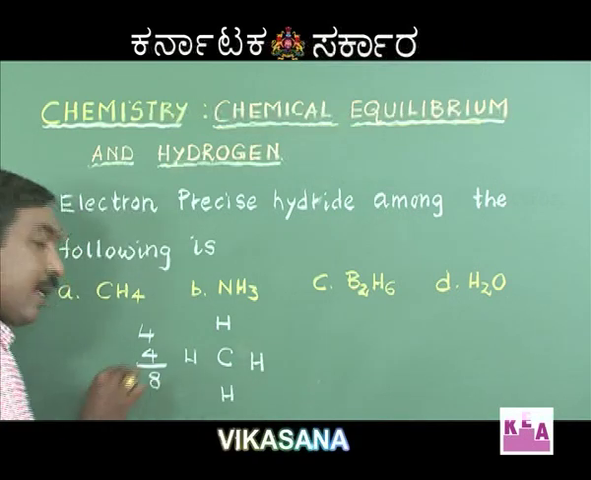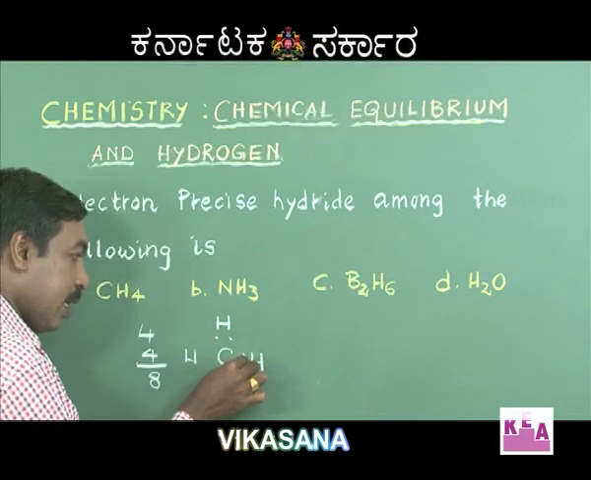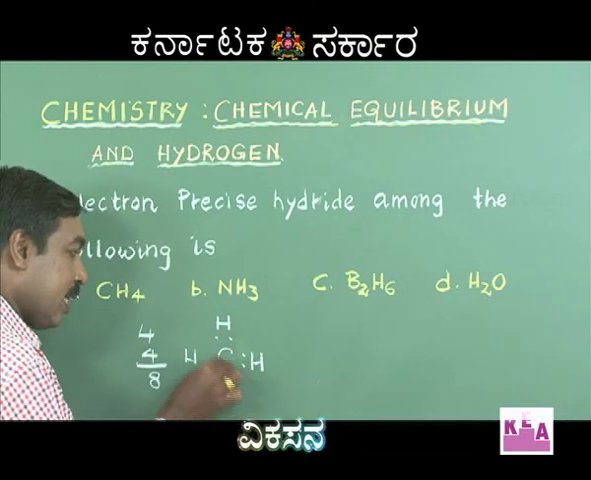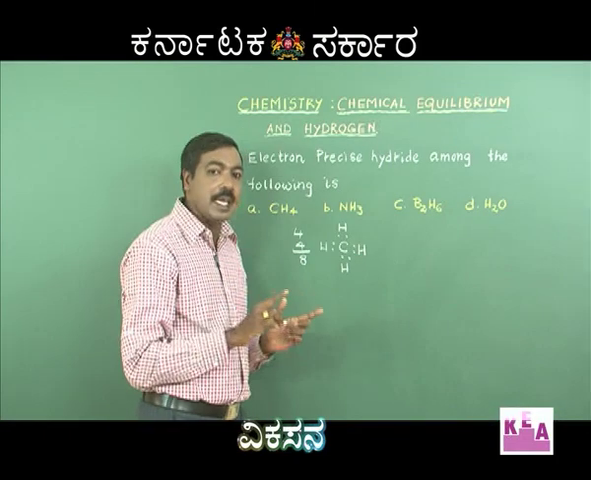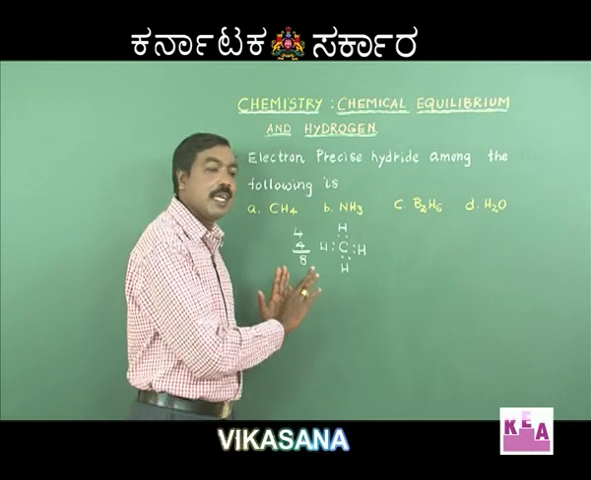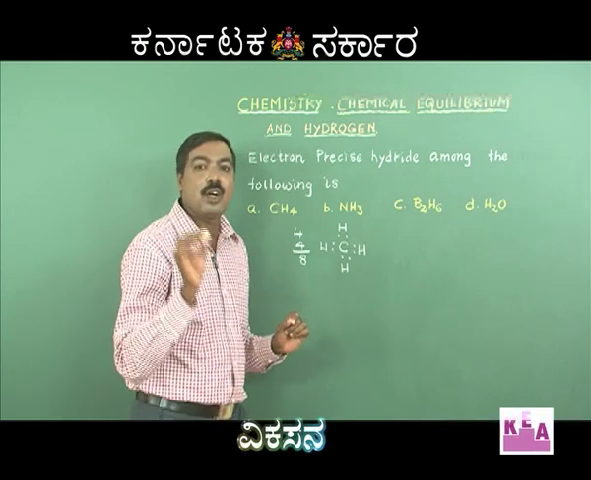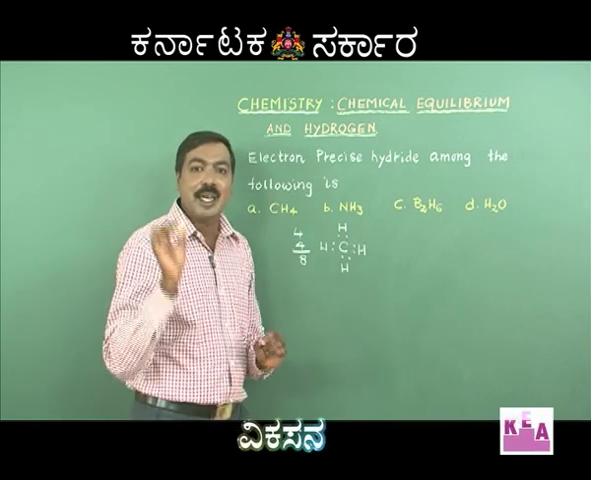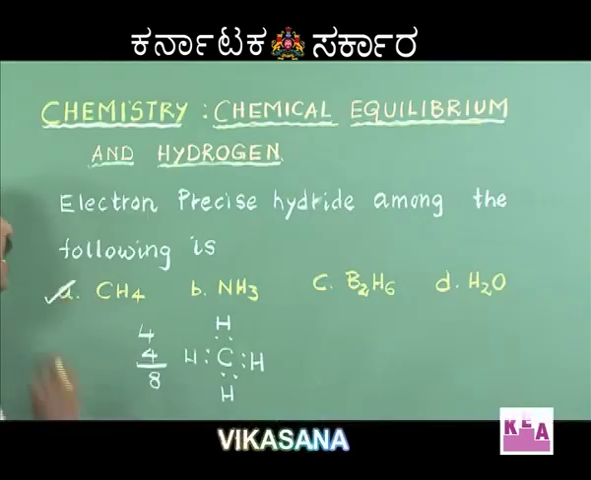Therefore, there are 8 valence electrons. I am satisfying it: 1, 2, 3, 4, 5, 6, 7, 8. Total number of electrons available is 8. Total number of electrons used up is 8. Therefore, it exactly fits the definition of an electron precise hydride. My correct answer is option A, methane is an example of an electron precise hydride.